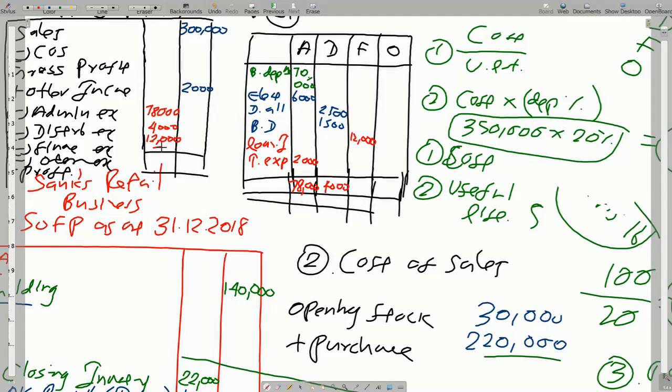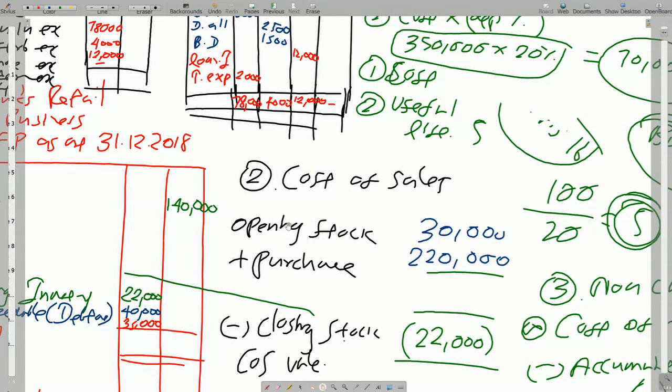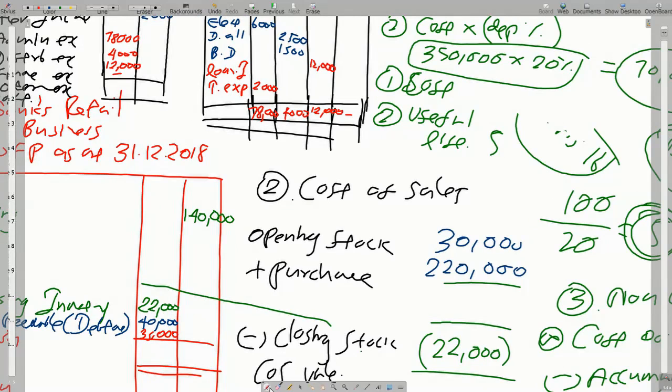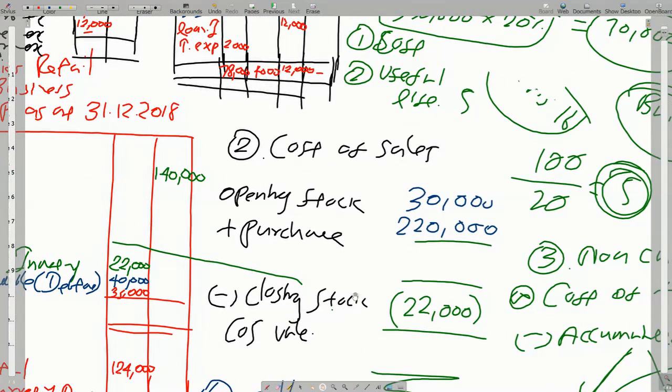Right? Okay, now we have calculated our expense table. Now we can move to calculate our cost of sales. So cost of sales value is how much? 30,000 opening stock is there, purchases 220,000. Therefore the total value is how much? 250,000. From 250,000 you are required to deduct closing stock. Closing stock is 22,000. 228,000.